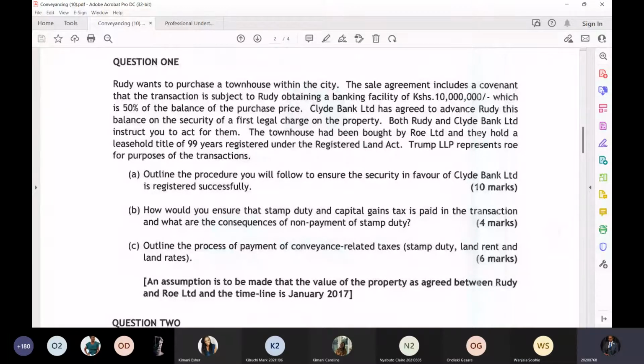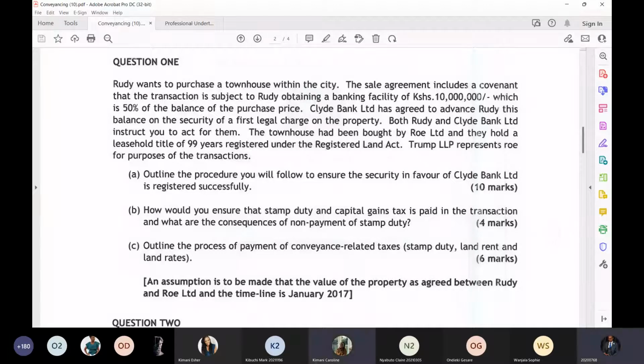Now, this part doesn't talk about the processes. The question on the process, I think, comes here: outline the process of payment of conveyance-related taxes. It's under 4. We're just going to talk about how you will ensure payment. We just mentioned briefly that the purchaser pays stamp duty and the vendor pays capital gains tax. Now we go back to what the consequences of not paying stamp duty are.